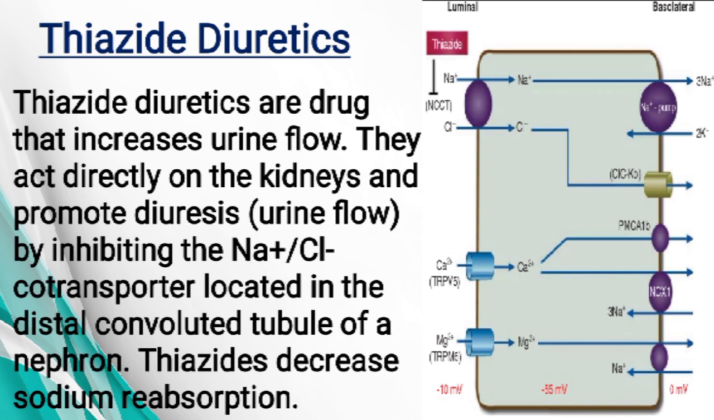Now thiazide, what is thiazide and what is the mechanism of the thiazide? Thiazide diuretics are drugs that increase the urine flow. They act directly on the kidney and promote diuresis, urine flow, by inhibiting the sodium chloride co-transporter located in the distal convoluted tubule of a nephron. Thiazide decreases the sodium reabsorption. As you can see the flow chart, thiazide acts on the sodium chloride channel.